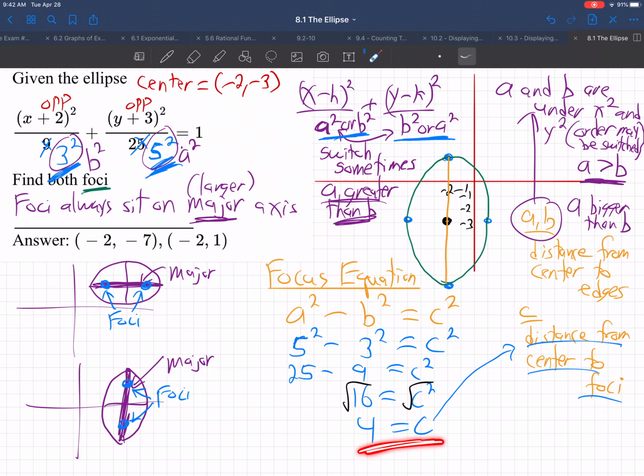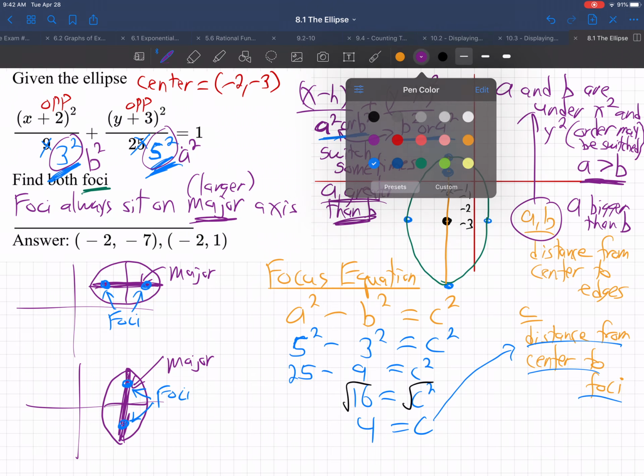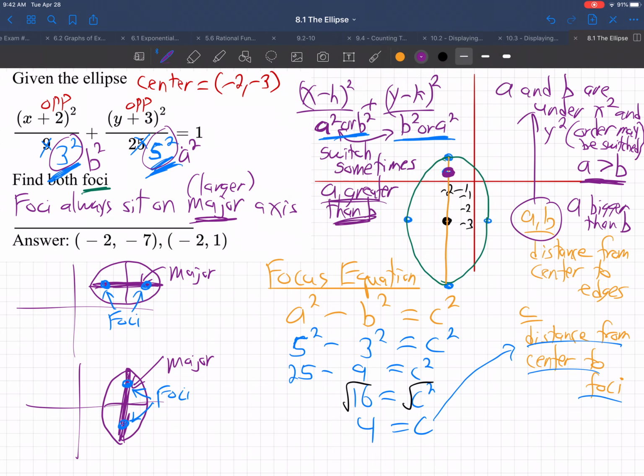How far? Now we know how far. 4. So they're 4 up and down. So I'm going to go up 1, 2, 3, 4 right there. Let me change the color. So right there and right there. Up there and up there. So down 4 and up 4. That's what c is, the distance from the center to the focus points. It's got to be 4. So there's the two focus points.